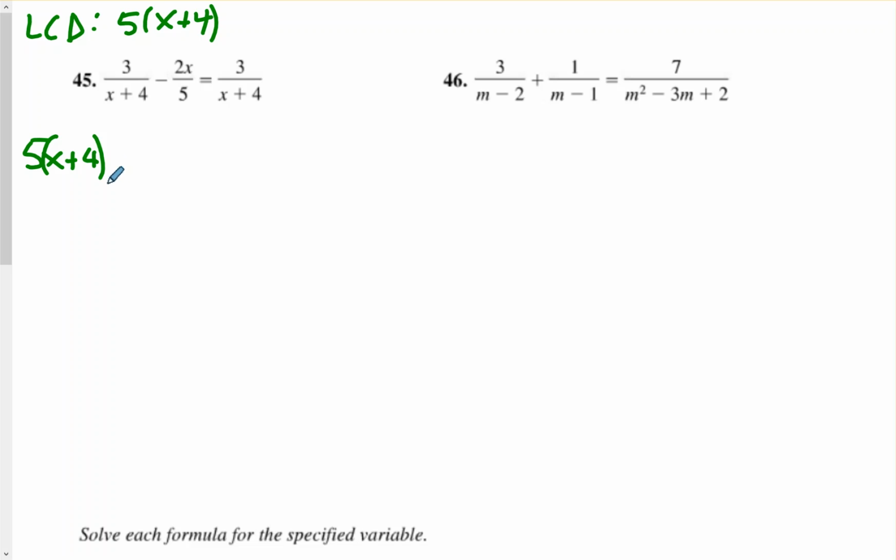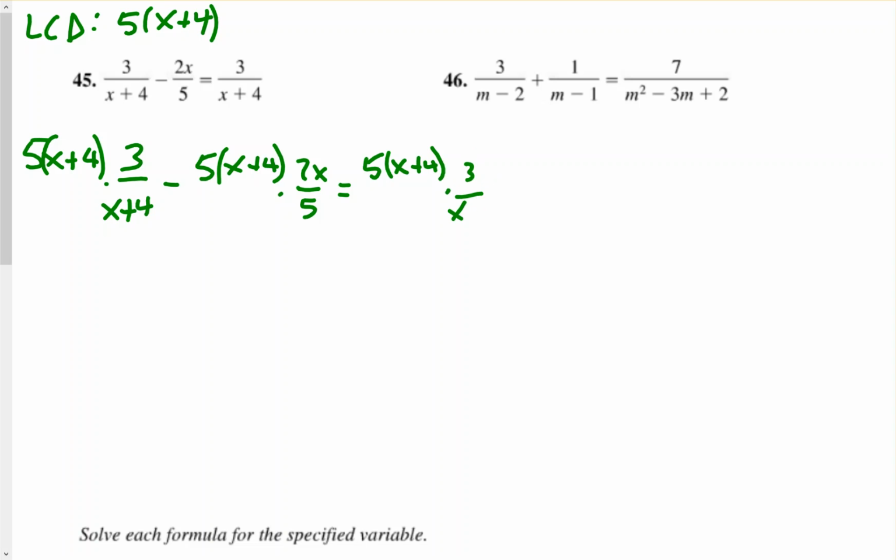Okay, so 5 times x plus 4 times 3 over x plus 4 minus 5 times x plus 4 times 2x over 5 equals 5 times x plus 4 times 3 over x plus 4.